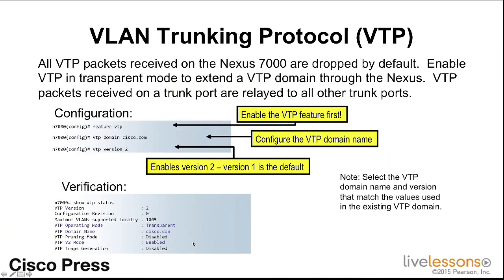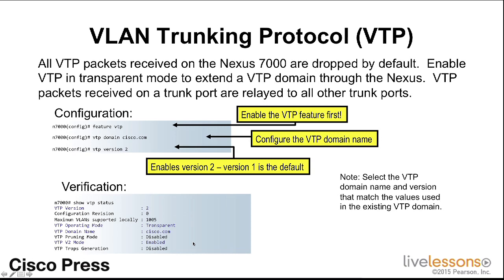So next, a little bit about VTP, or the VLAN Trunking Protocol. All VTP packets received on the Nexus 7000 by default are actually dropped. So if you have VTP in an existing network and you insert a Nexus 7000 into that environment, the Nexus 7000 will actually drop the VTP packets.